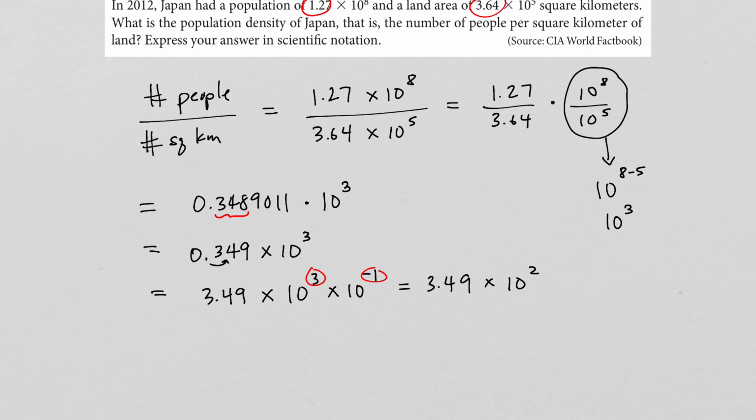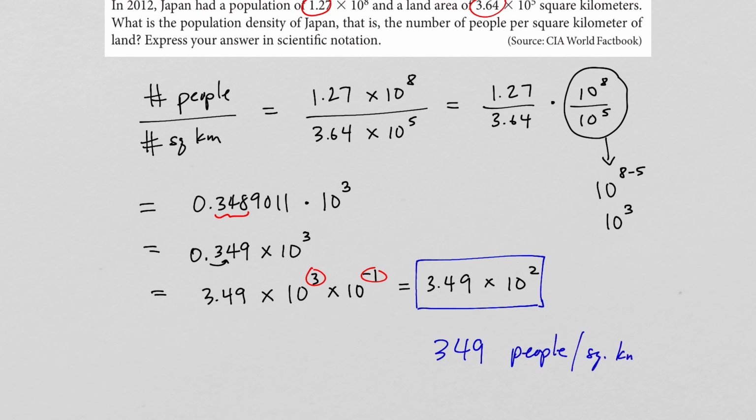And that's our answer. So how many people are there per square kilometer in Japan? 3.49 times 10 squared. Now, 3.49 times 10 squared is 349. So there are 349 people per square kilometer in Japan. That's pretty dense.